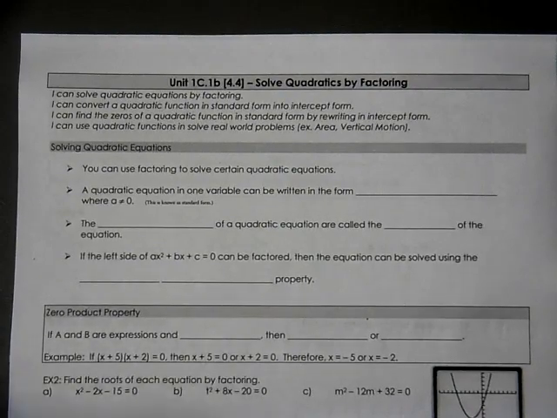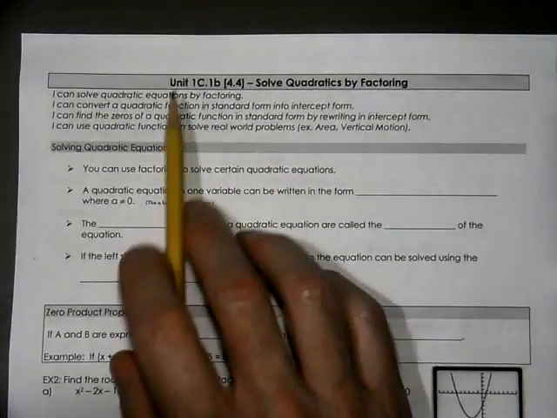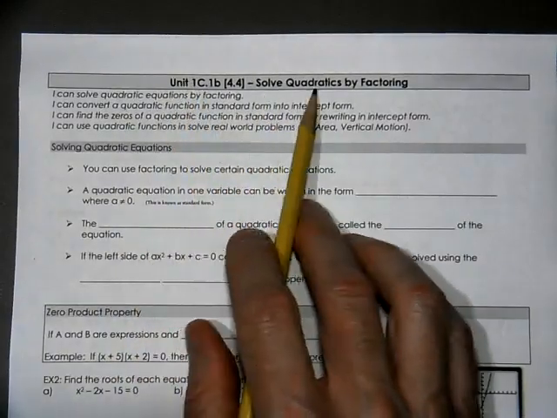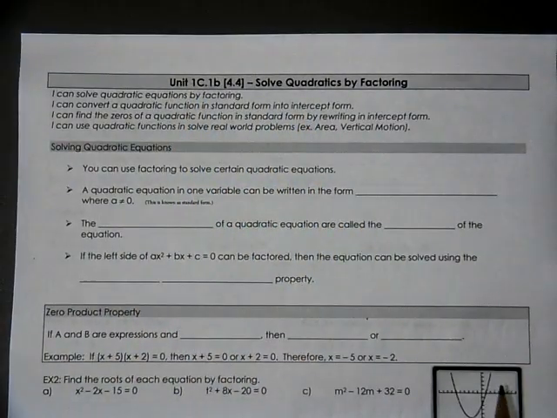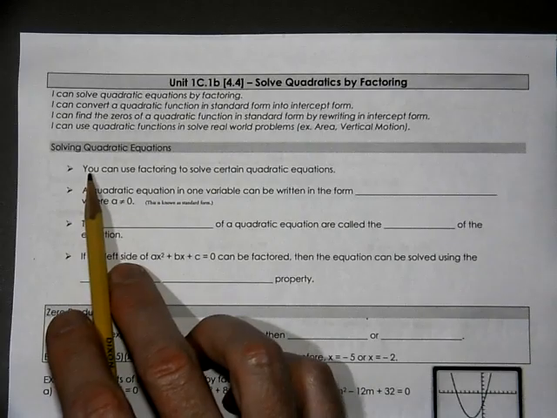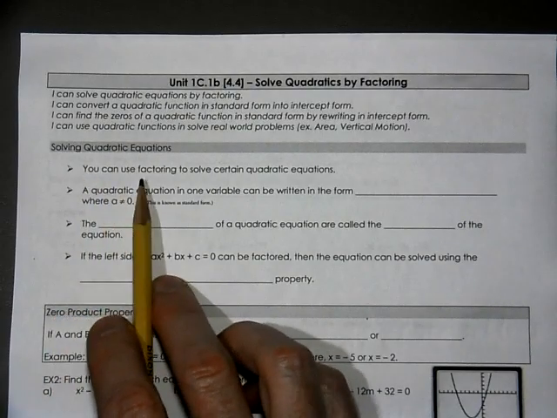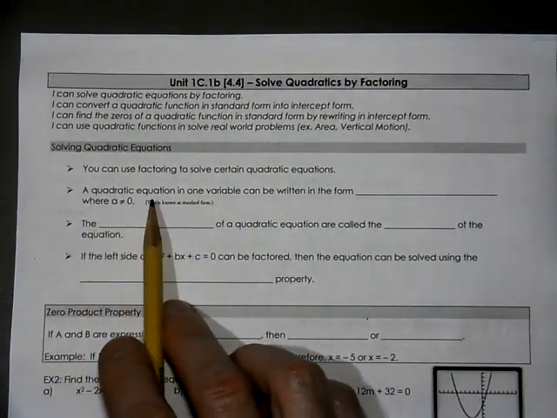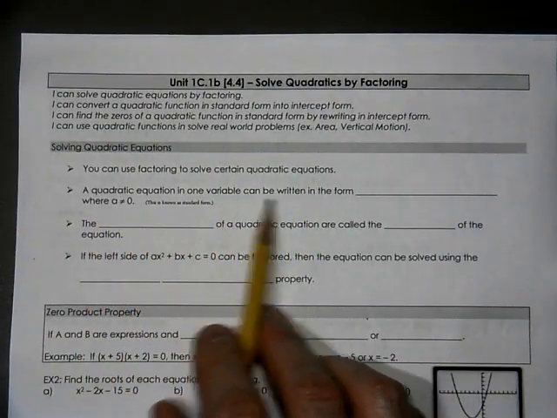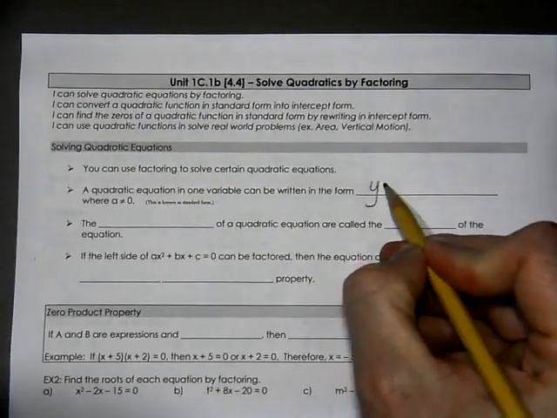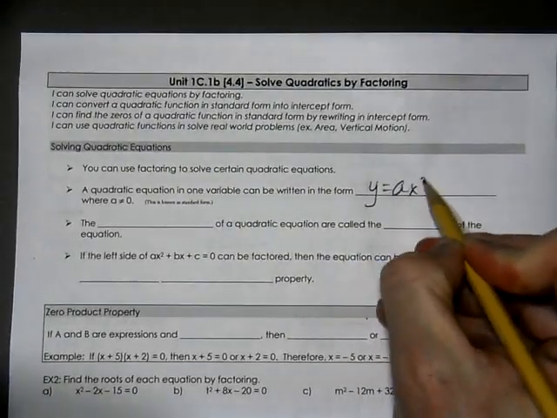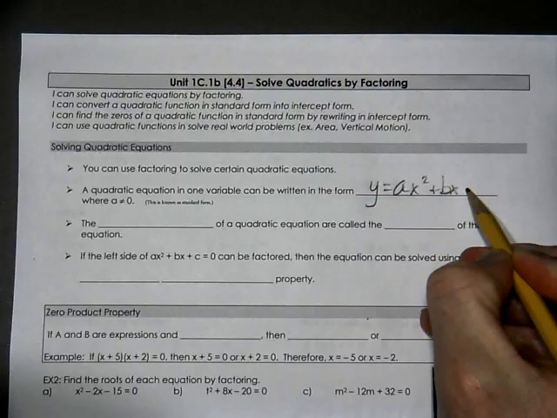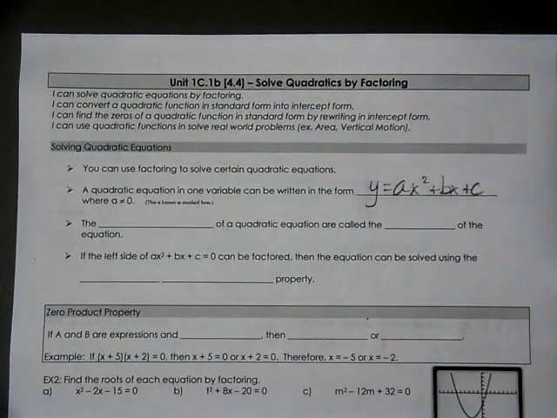This is Algebra 2 with trig. Working on Unit 1C, we will be solving quadratics by factoring. One of the things that we notice here is that you can use factoring to solve certain quadratic equations. A quadratic equation in one variable can be written in the form of y equals ax squared plus bx plus c. This is known as standard form.